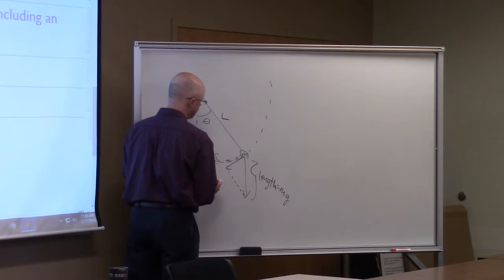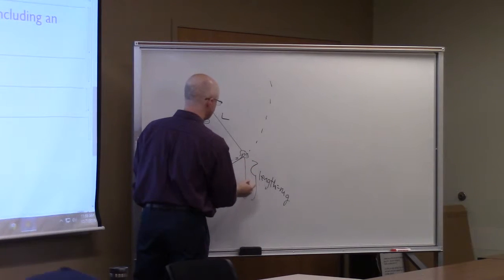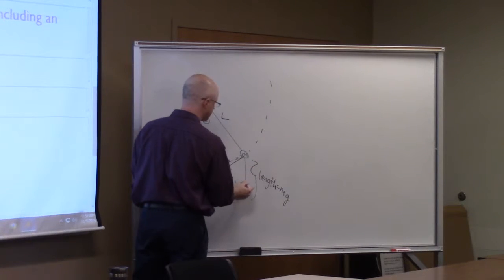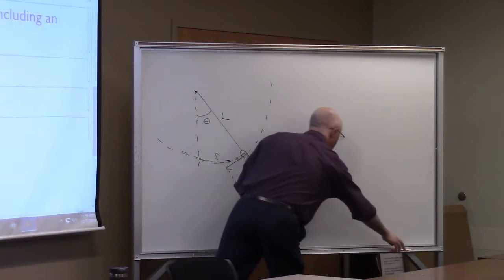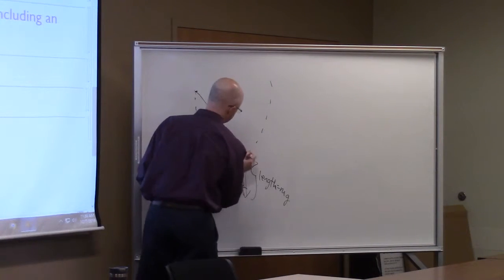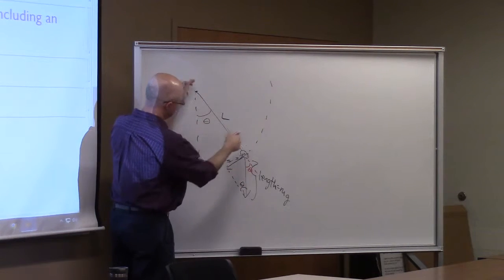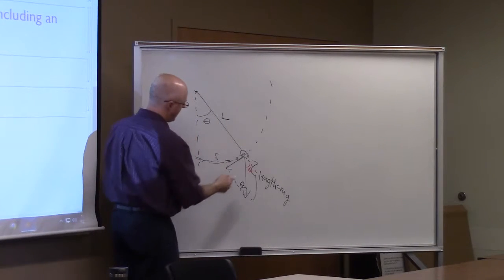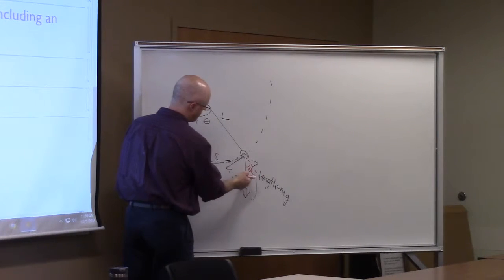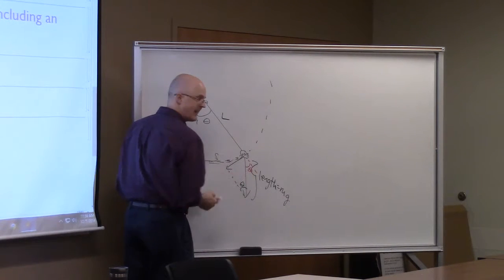If this angle is theta, then actually this angle is going to be theta. Why? Because if you continue this line this way, this angle would be theta, because you've got two vertical lines and the same line. And then these lines are parallel, and you've got alternate interior angles are congruent. That angle is theta too.